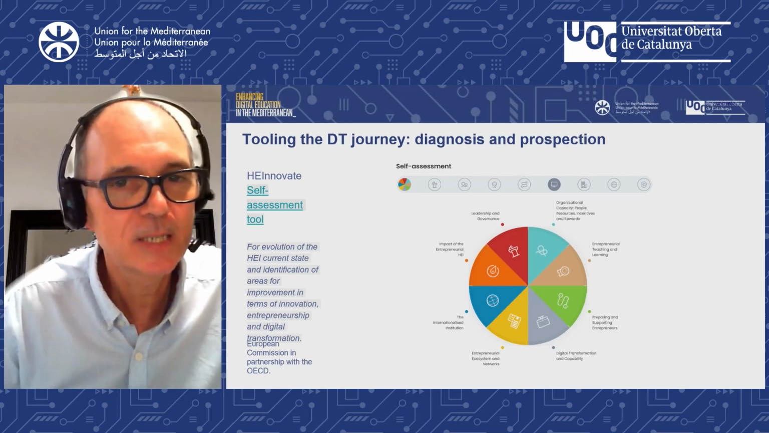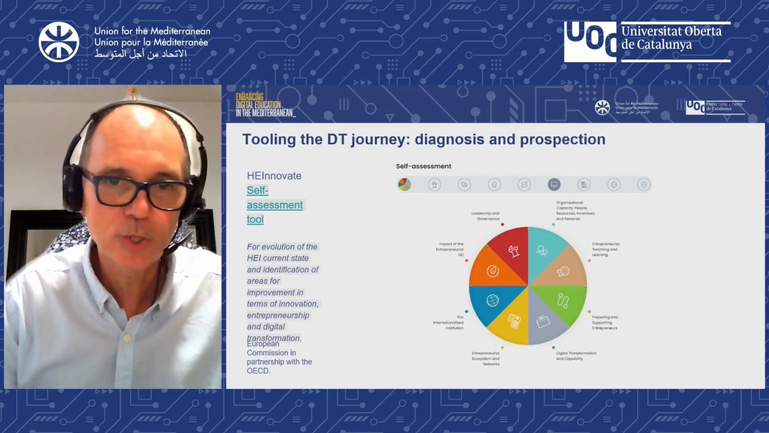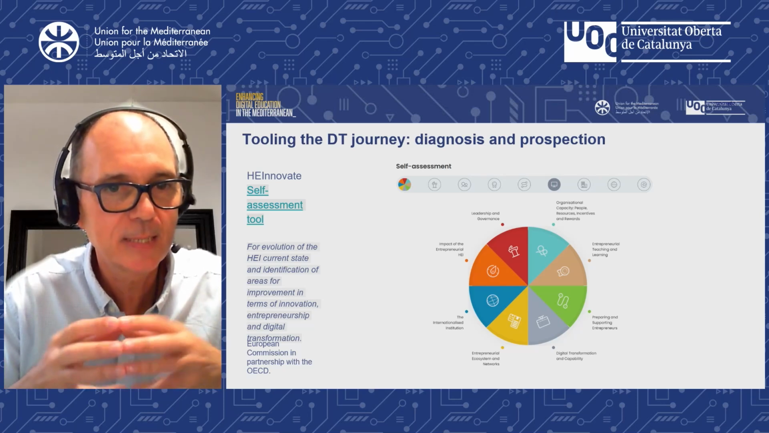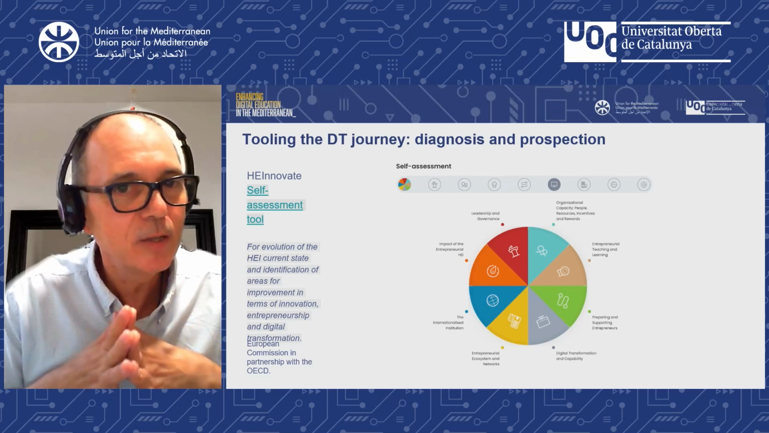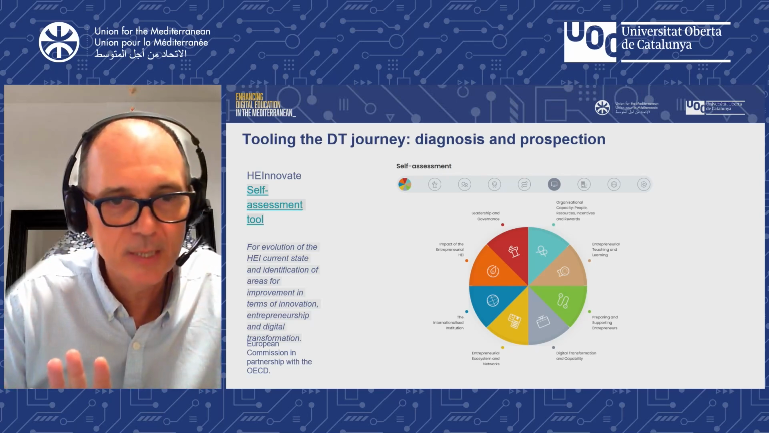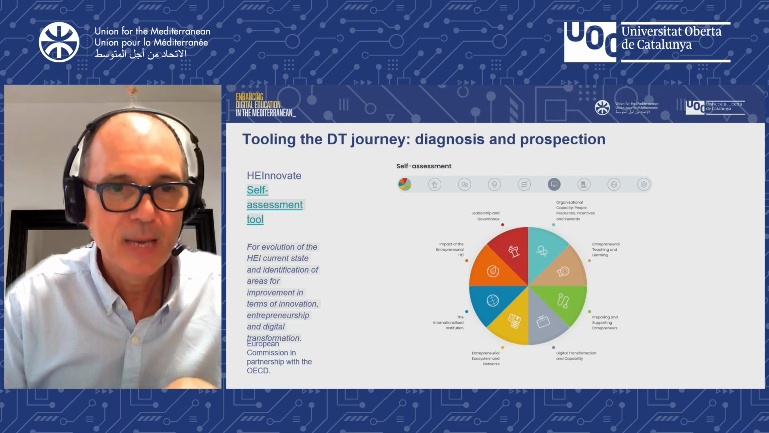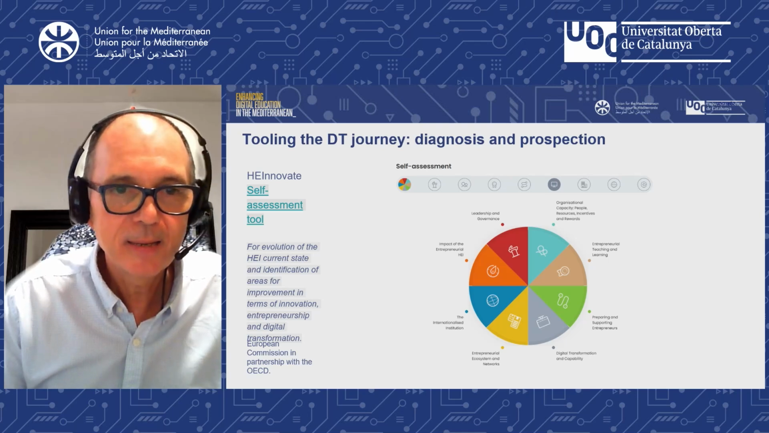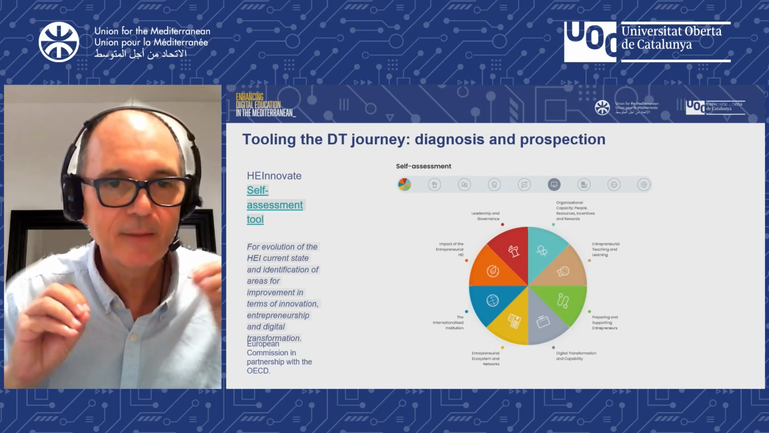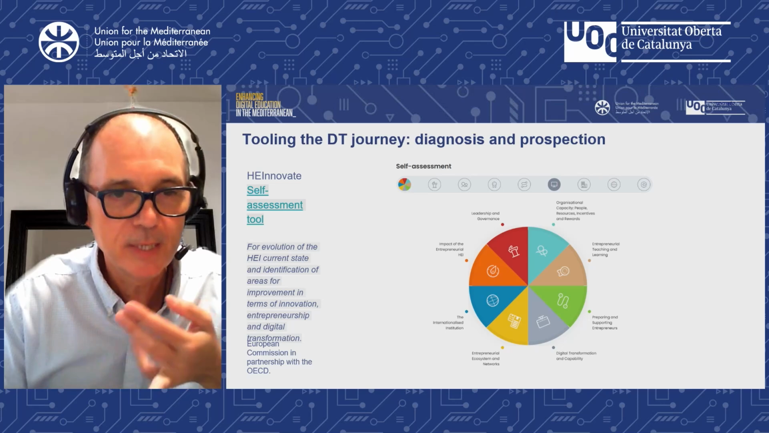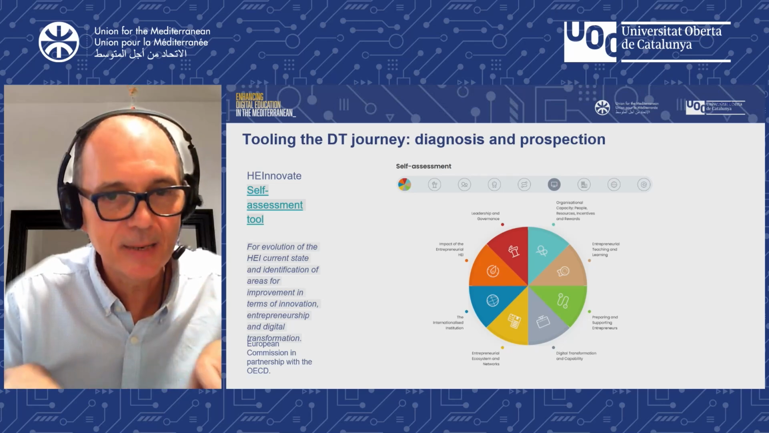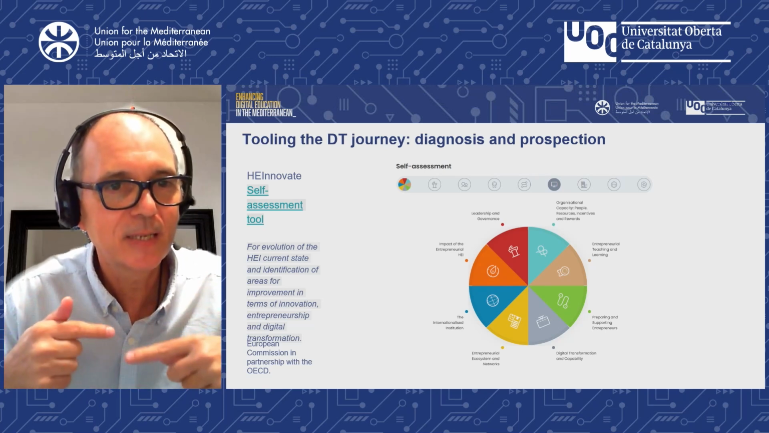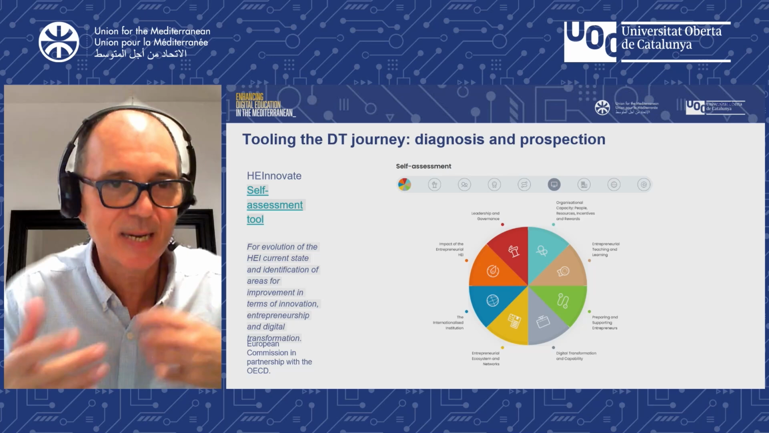There's another very interesting tool for diagnosing and prospecting the institution that covers not only digital transformation but, for example, puts a lot of emphasis on leadership and governance. That is the HEInnovate self-assessment tool, with all these dimensions that you see, and it's available online. It was developed by the European Commission in partnership with the OECD, and it helps identify areas for improvement in terms of innovation, digital transformation, entrepreneurship, and other related concepts all together. When we get into this tool, we have self-assessment questionnaires that we can answer and that help us take decisions.